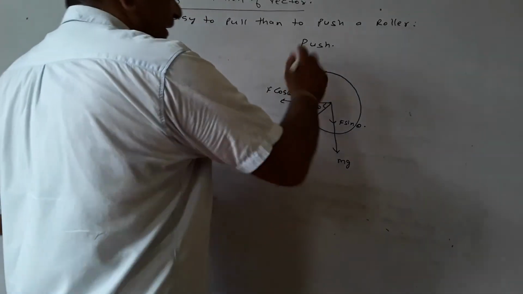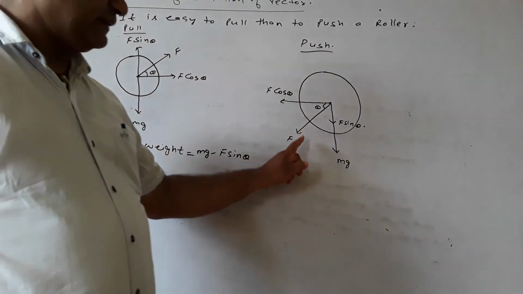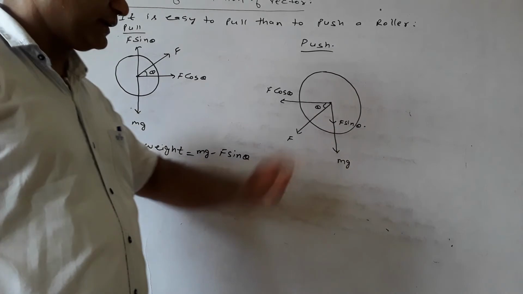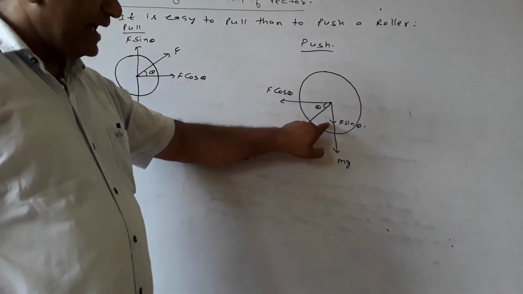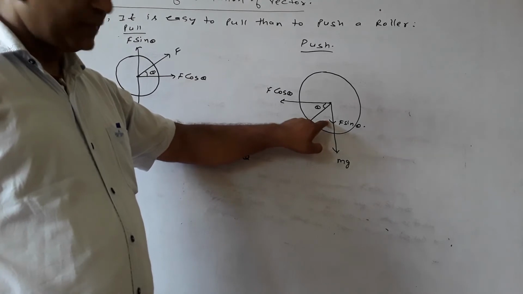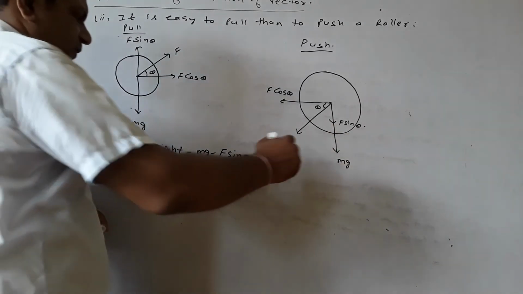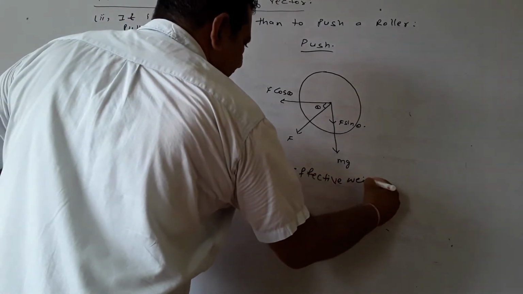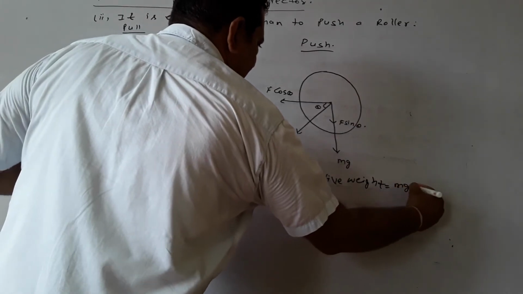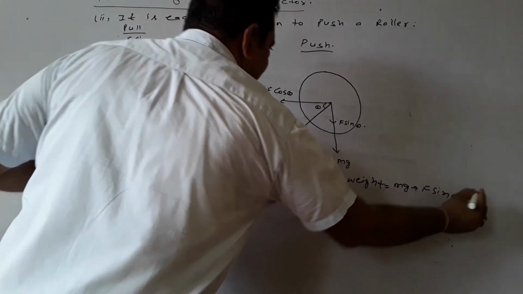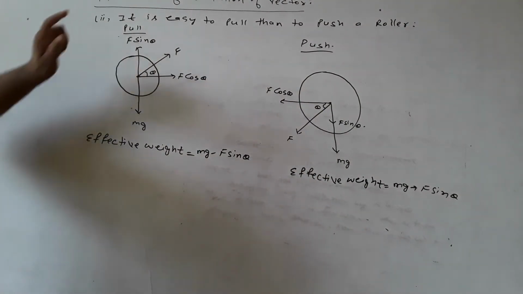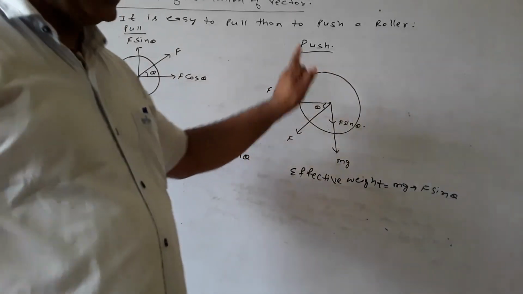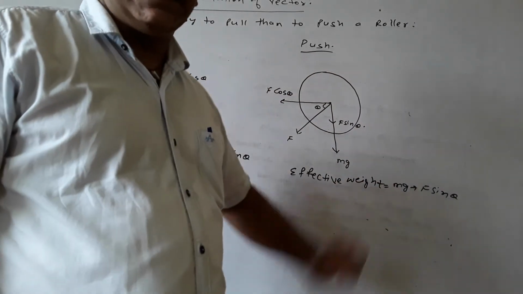Now here, in the case of a push, this is the applied force. Resolve F into two components, F cos theta and F sin theta. According to this diagram, F sin theta and mg are in the same direction. Therefore, effective weight is equal to mg plus F sin theta. In the case of a pull, effective weight is mg minus F sin theta. In the case of a push, effective weight is mg plus F sin theta.